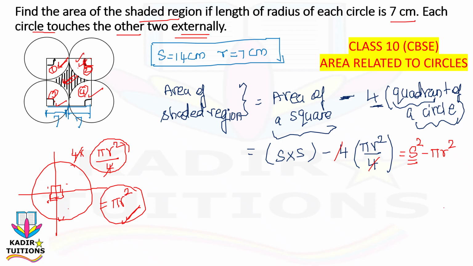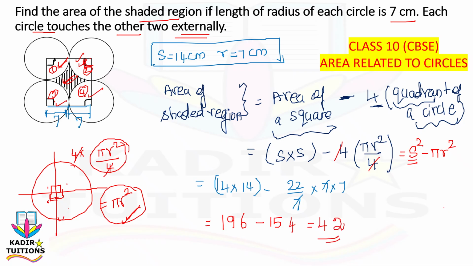So we'll substitute the values. What is s square? It is 14 into 14, and for pi r square, I can write pi as 22 by 7 and r square as 7 into 7. So we can cancel one 7 and one 7. And 14 into 14 is 196. And we need to multiply 22 into 7, which is 154. So we will get the answer as 42.